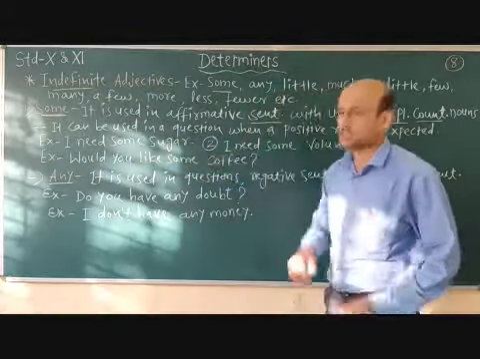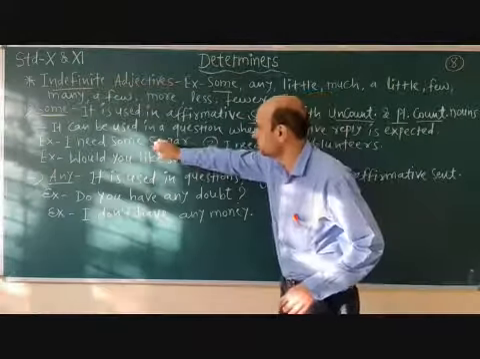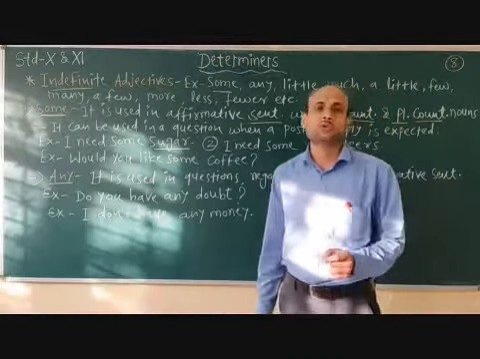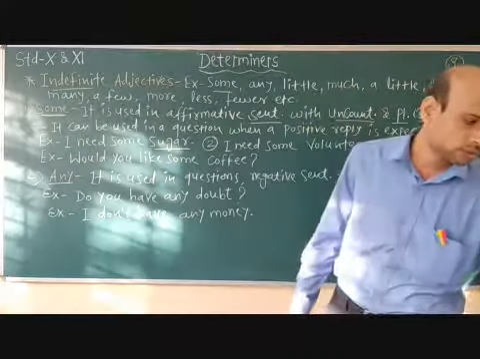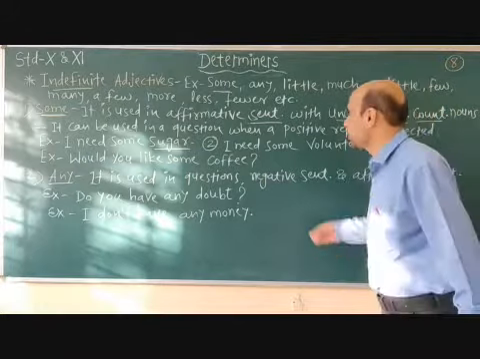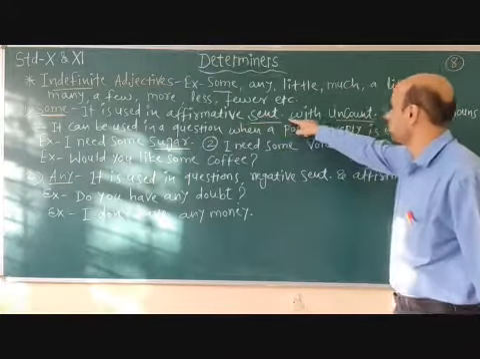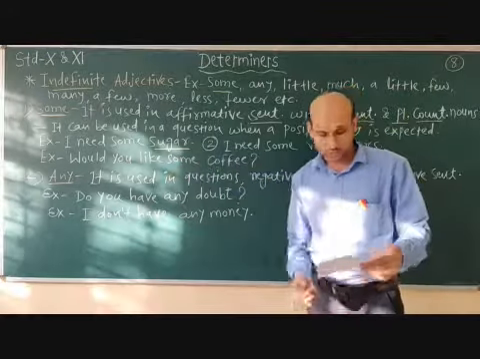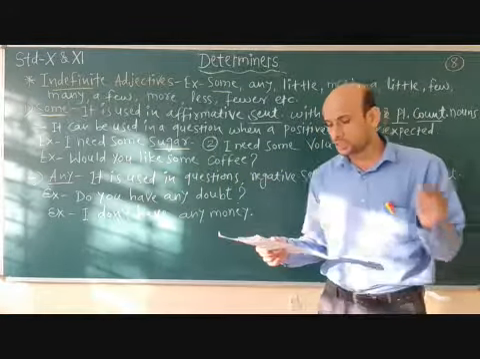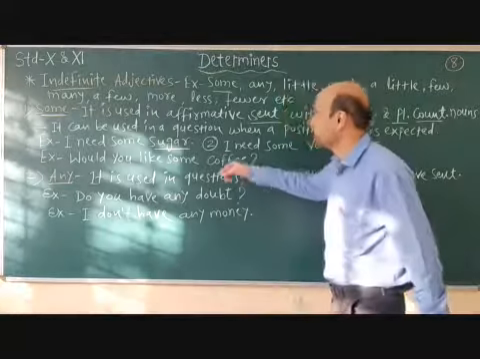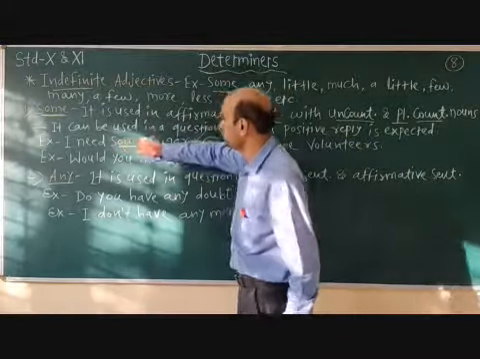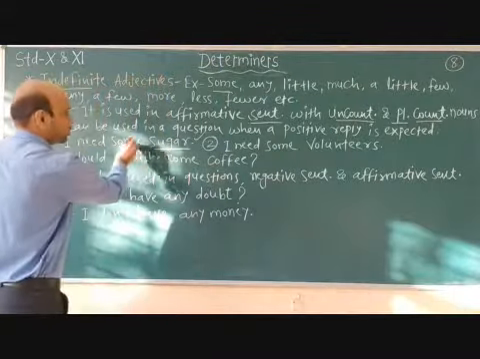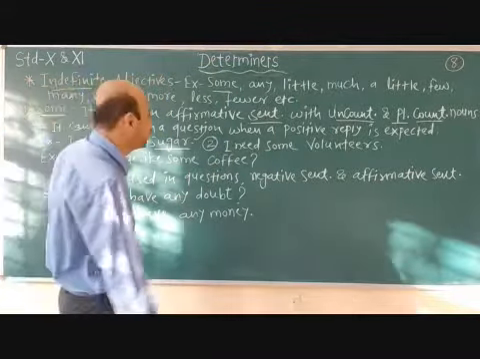Now look at the first example. I need some sugar. Sugar, what is this here? Do you think it is a countable noun? No, we cannot count it. 1 sugar, 2 sugar. So that's why it is an uncountable noun. It is in an affirmative sentence with an uncountable noun. So before this uncountable noun we have used the determiner some.